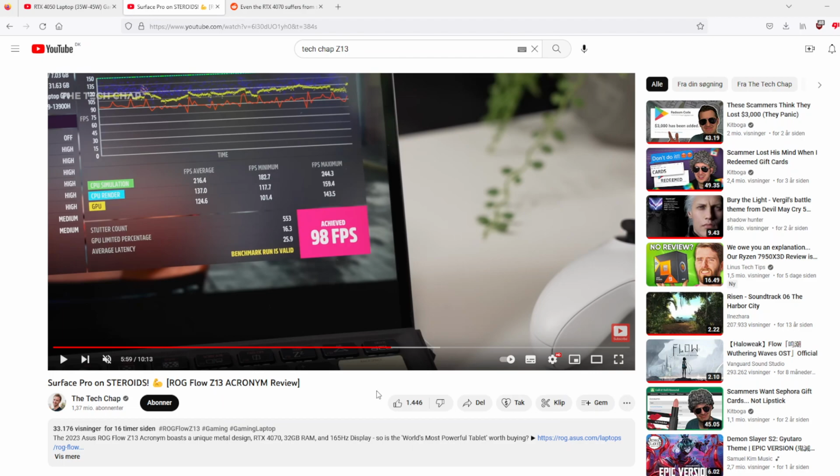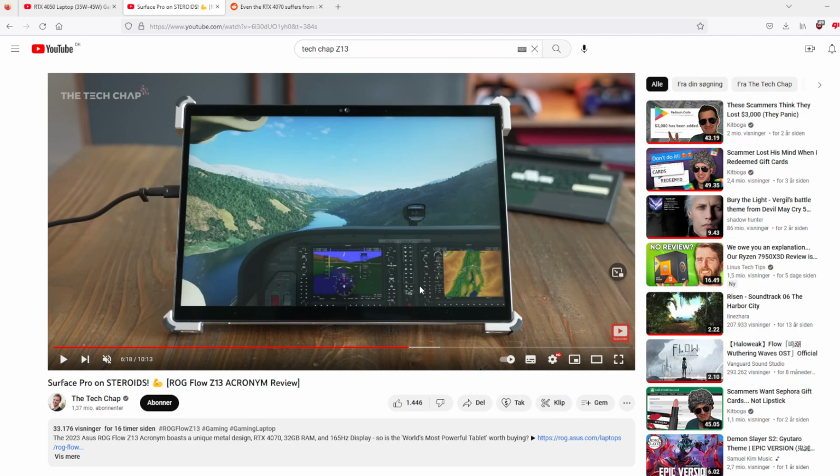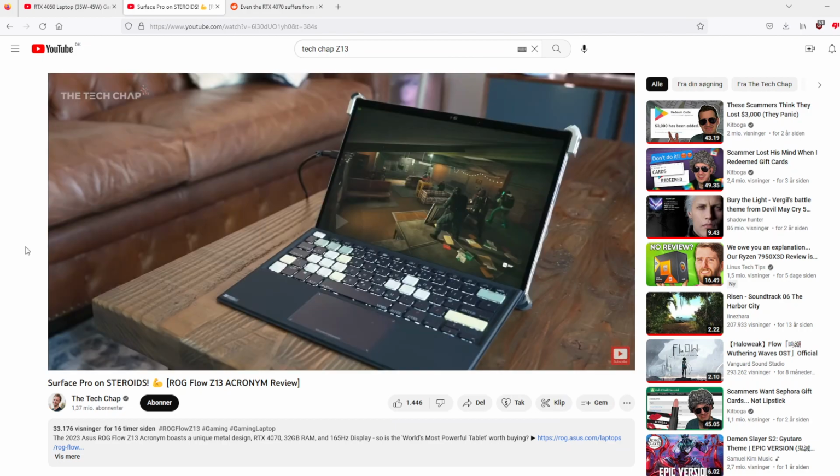However, now some people might think maybe it's just a game. If we look at Rainbow Six Siege, we will notice it's not just Forza Horizon. He actually shows live gameplay of what type of microstutters to expect. So here you go.